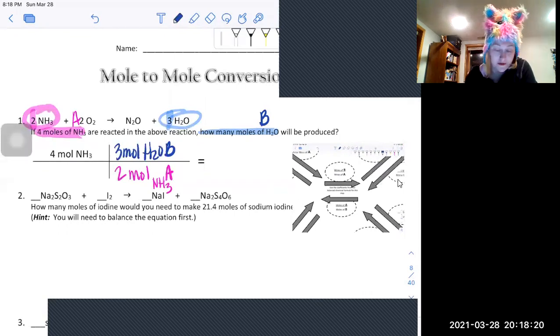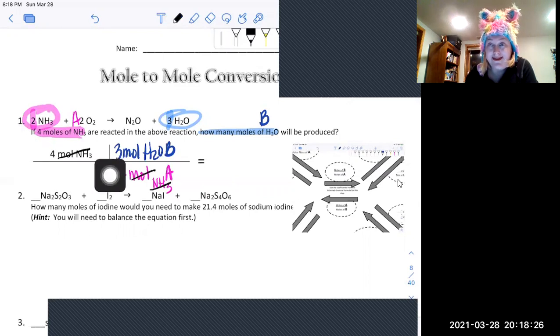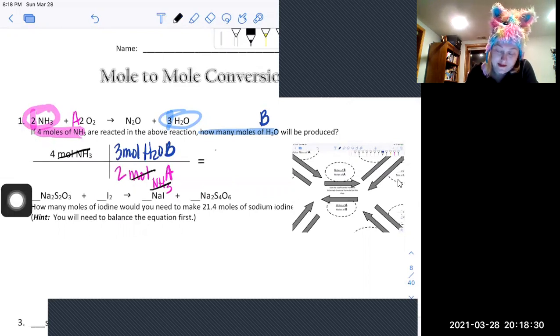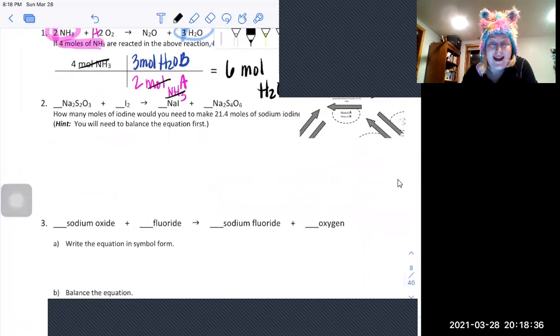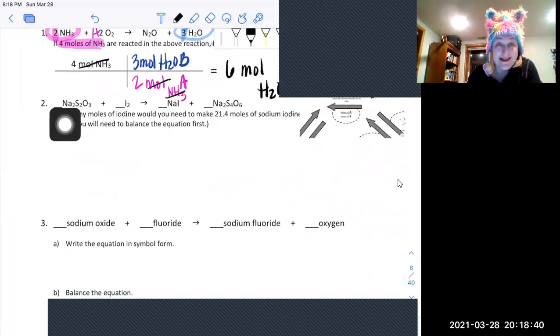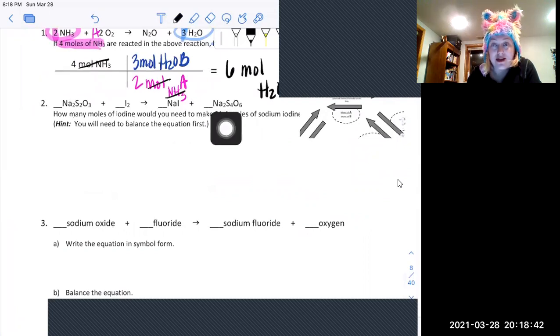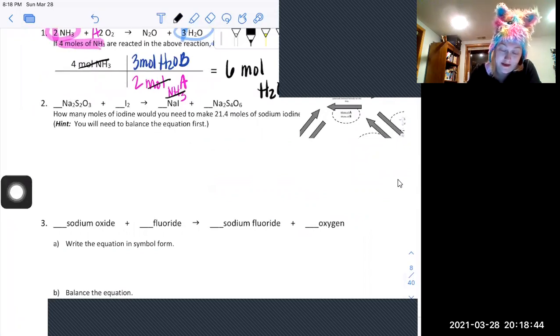So now I just solve because mole of NH3 cancels with mole of NH3. So I have 4 times 3, which is 12, divided by 2, which is 6. 6 moles of H2O. There you go. All right, next. This one's a little harder because I didn't balance the reaction for you.